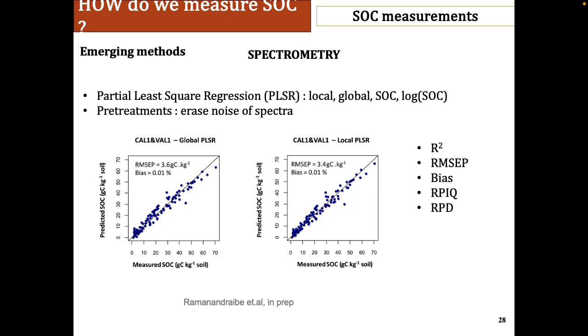We compared different criteria, and here, for example, we have a very accurate model using spectrometry. So we can see that here we have just an error of 3.6 grams of carbon per kilogram of soil, and a bias of less than 1%.